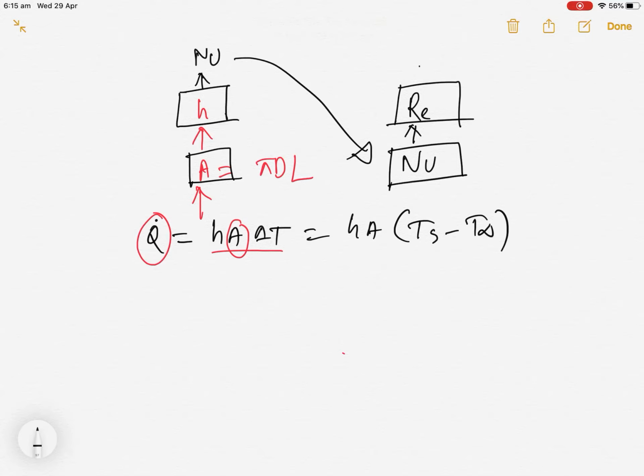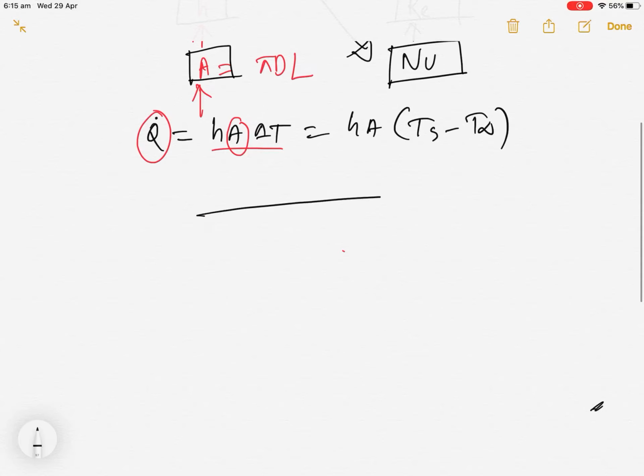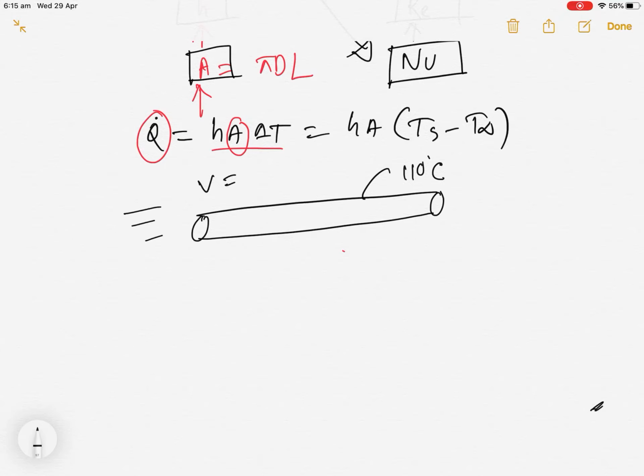Before calculating the Reynolds number, we actually need the properties, right? So that's the total flow that we're going to follow. In this question, we have this long steam pipe, and we know the surface temperature is 110 degrees centigrade, the air velocity is 8 meters per second, and the atmospheric temperature, T infinity, is 10 degrees centigrade.